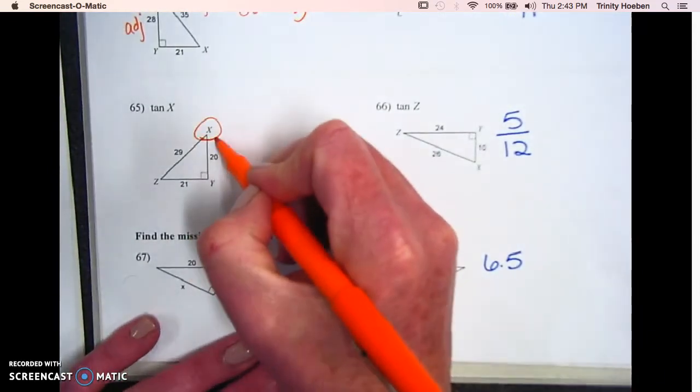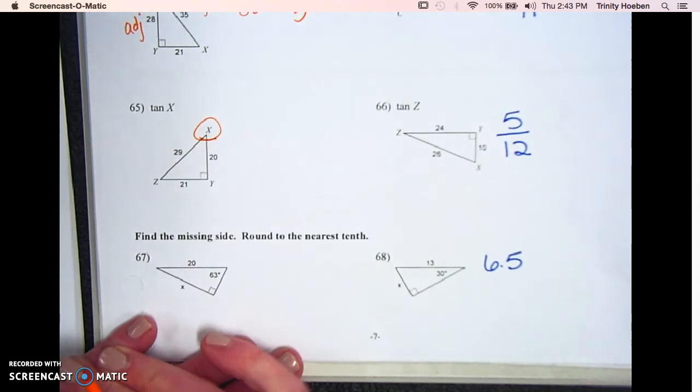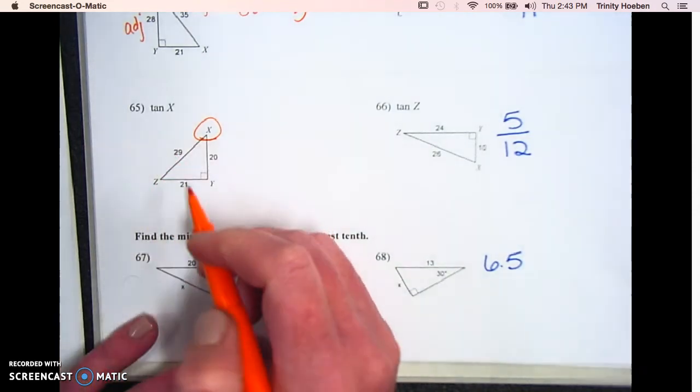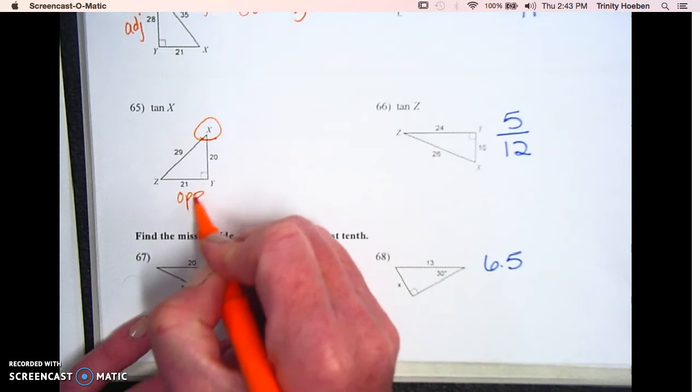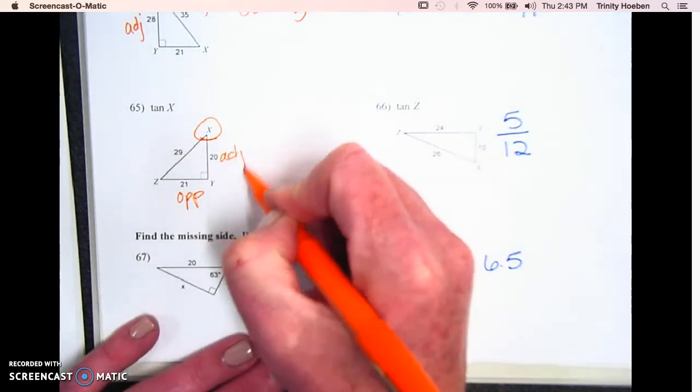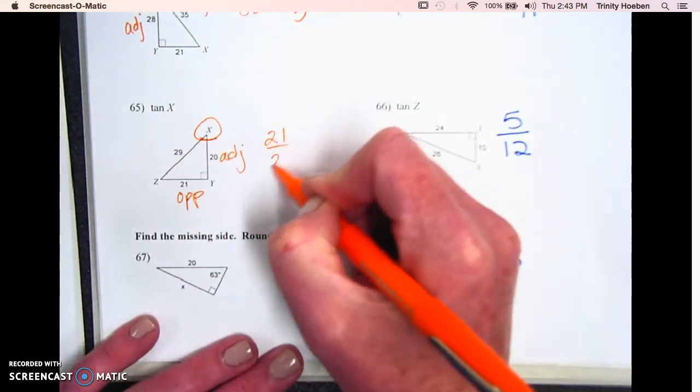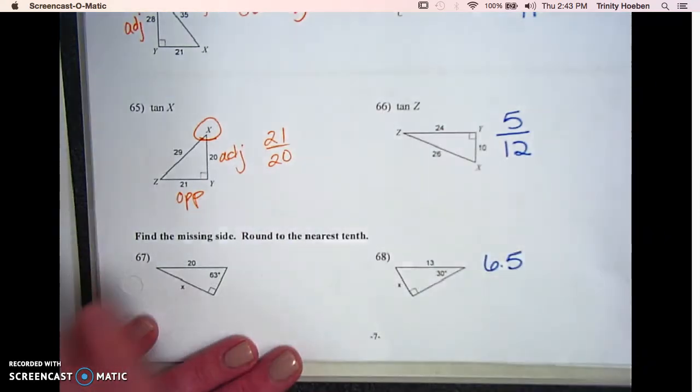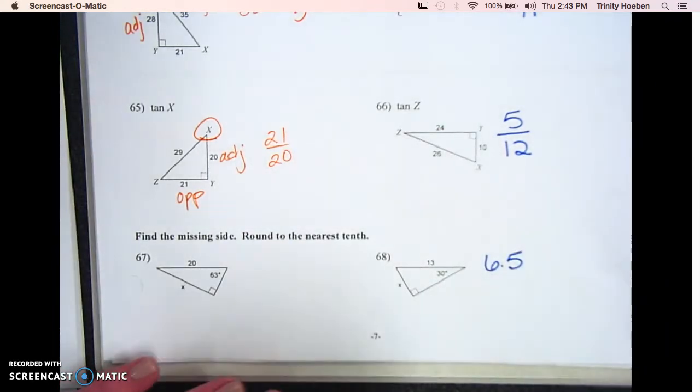And number 65, I need the tangent of x. So I'm going to circle angle x. And for tangent, it's opposite over adjacent. So here's the opposite. Here's the adjacent. I've got 21 over 20. Double check to see if we can reduce it. This one you can't, so just leave it.